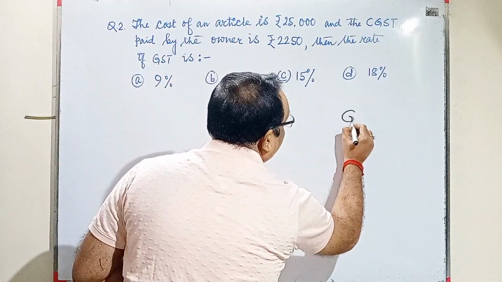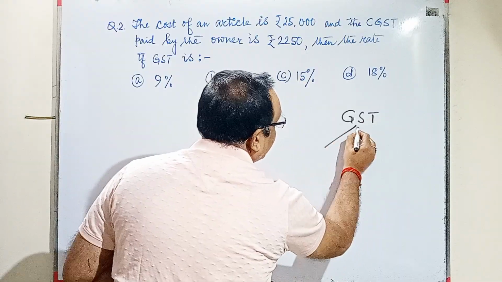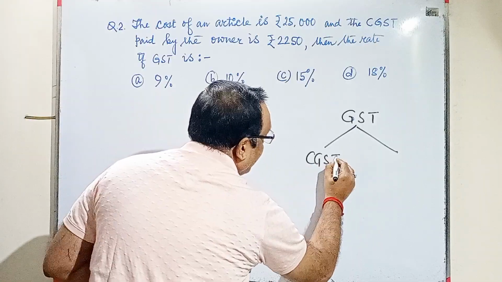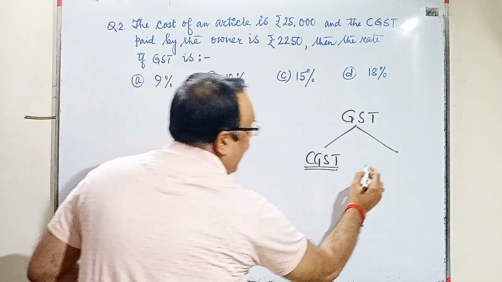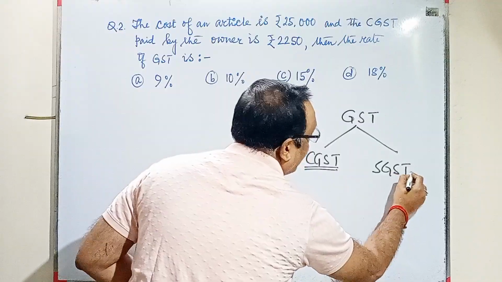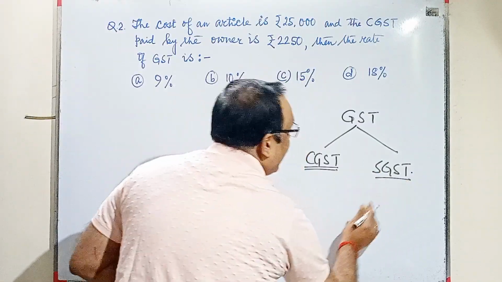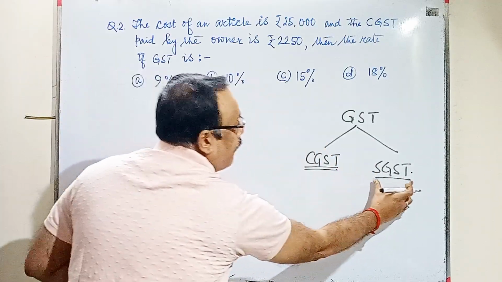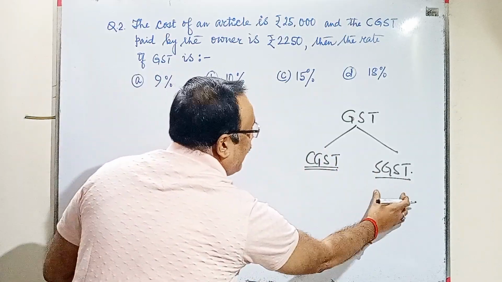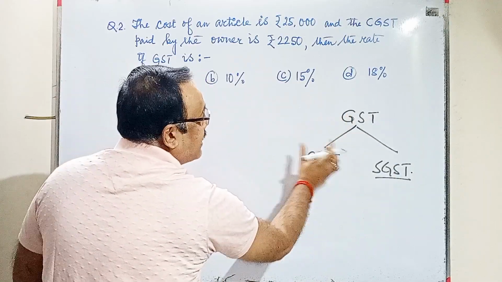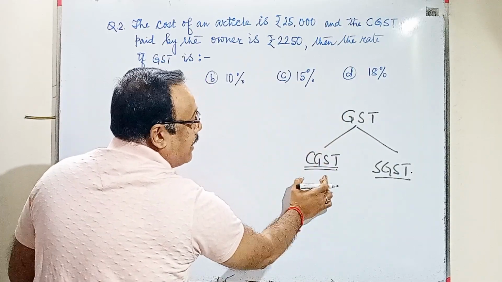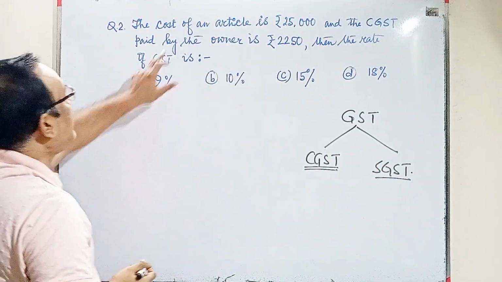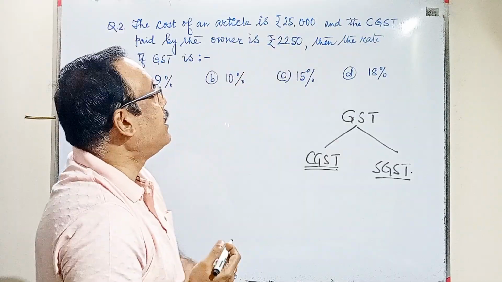Now, we know the GST is split into 2 for intrastate transactions. One is CGST, the tax paid to the central government, and the other is SGST, the tax paid to the state government. Suppose the GST is 10%, then it is paid equally, 5% CGST and 5% SGST, so 5 plus 5 becomes 10%.